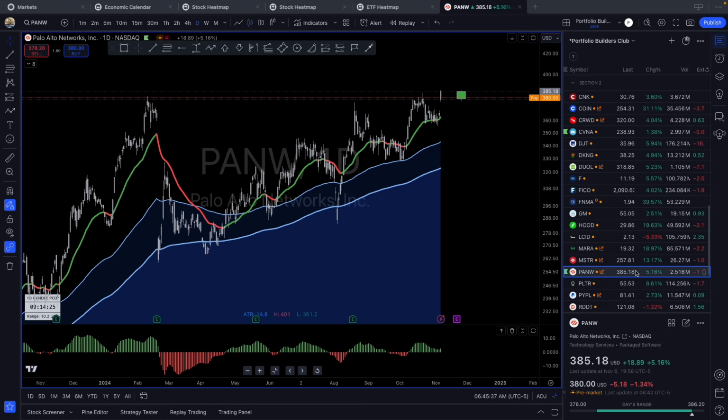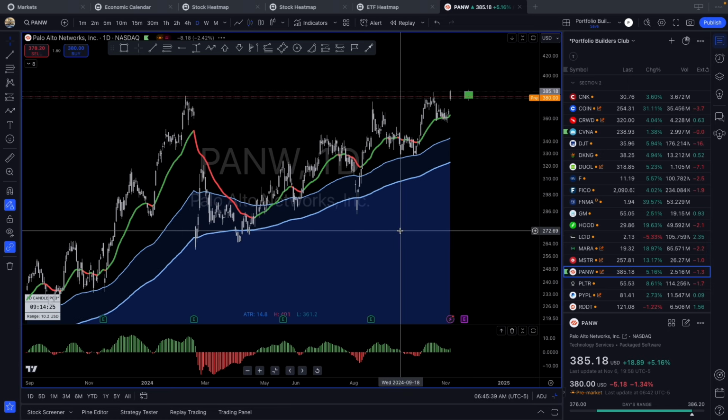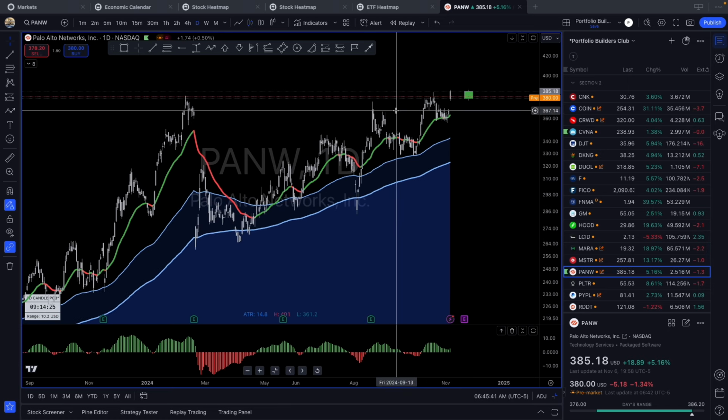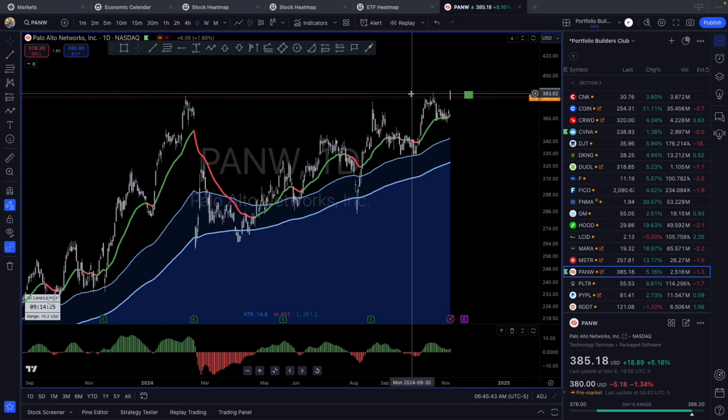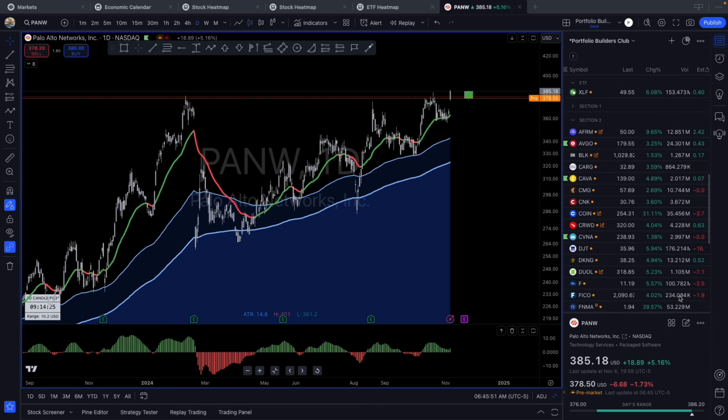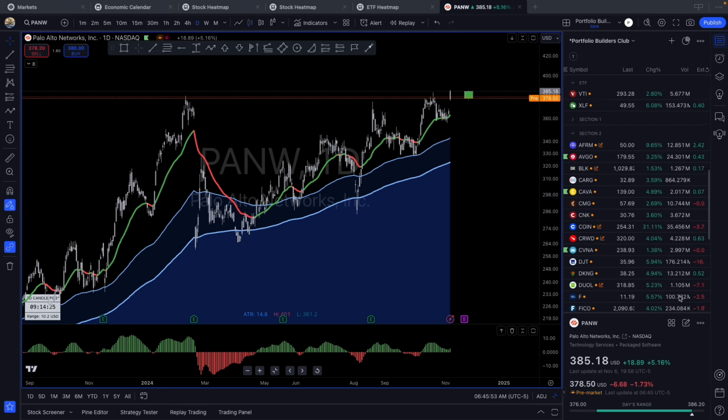Look at PANW, Palo Alto, and that is starting to break out a bit here above these highs. It was having some trouble getting above there previously, but now it's starting to break out a bit. Not much there. Otherwise, I think we'll go ahead and wrap it up with that.